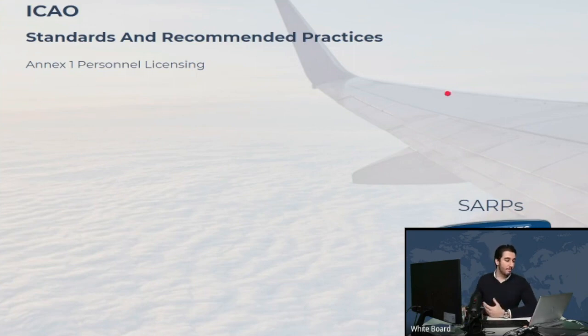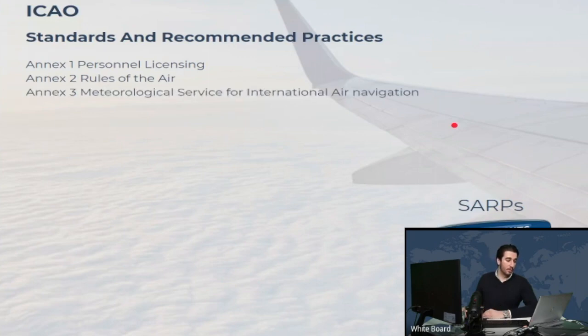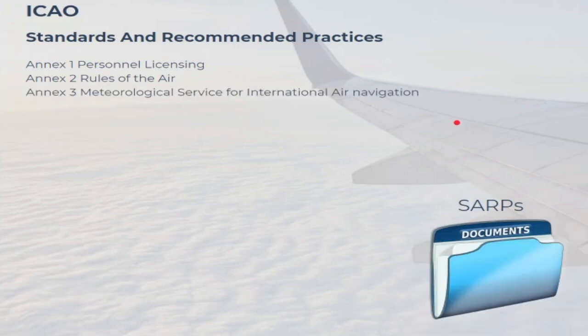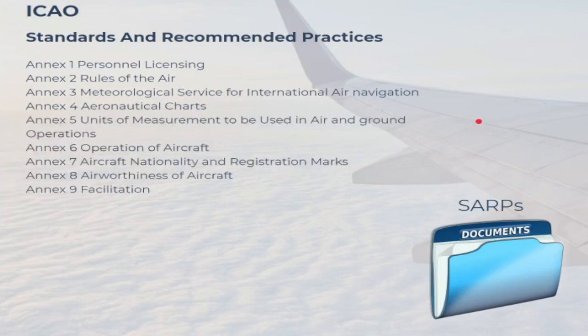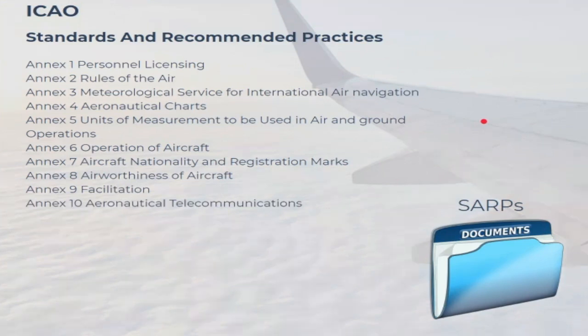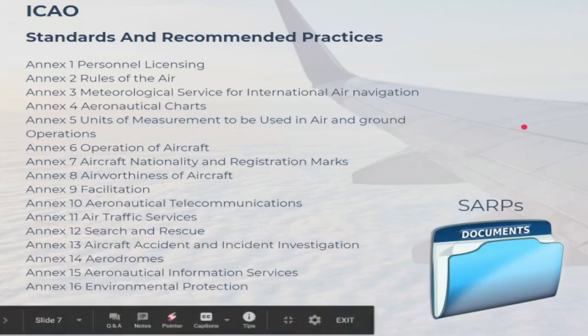And each of these annexes was about something different, okay? For example, number one is personnel licensing. Number two is rules of the air. Number three is meteorological service. We will not go through them all together, it doesn't make much sense. But you have to know that they exist, and that all these annexes enclose the SARPs, standards and recommended practices.